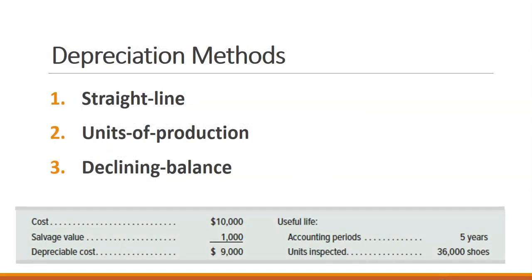We have 3 methods of depreciation that we're going to look at in this chapter. Straight line, which we also looked at in a previous chapter, units of production, and declining balance.